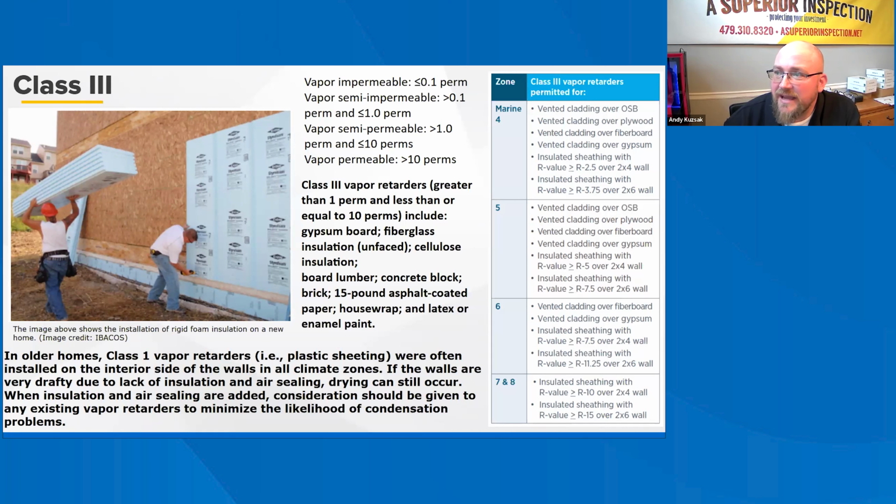If you're interested in that website, you can go to www.energy.gov, and navigate through there to buildings and Building America.